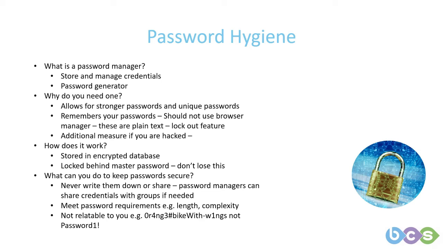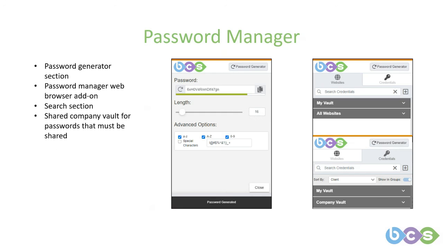Your password should never be relatable to you. It should be a phrase or multiple phrases put together. In this example, orange bike with wings, with a bit of punctuation and numbers in there, and not just password 123. Oh, I stick an exclamation mark on the end of it. These aren't people trying to guess your passwords. These are robots doing it, and they will try password 123 exclamation mark, and so on and so on.